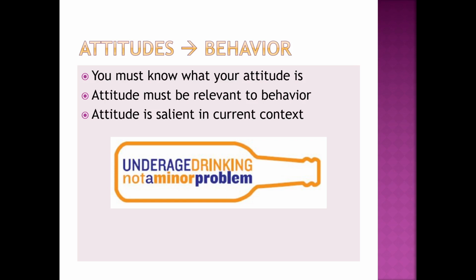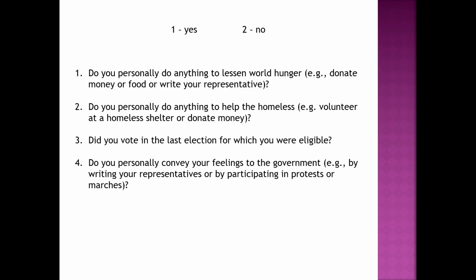If you're deciding whether to sit in the front row or the middle of a classroom, it probably doesn't matter what your attitude is on eating animal products, right? That's not going to affect the behavior. It's not salient in the current context. I mean, you know what your attitude is on eating animal products. I think we could also argue that your attitude on eating animal products isn't really relevant to the behavior of where you sit in a classroom. So we're probably missing out on two here. But the idea I'm trying to drive home is that there are a lot of constraints on whether your attitude will actually shape your behavior.